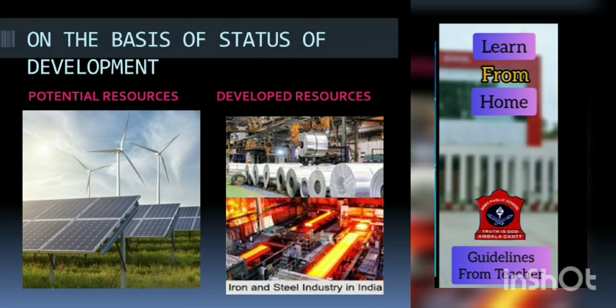Developed resources are the resources which are already in use. We know their quality and we know the quantity of these resources available in a region. The coal fields of Jharkhand, the iron and steel industry in India are all examples of developed resources.